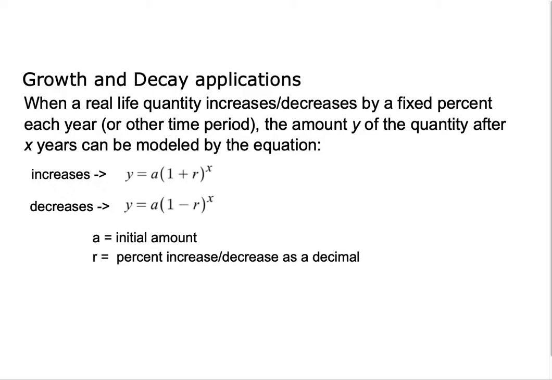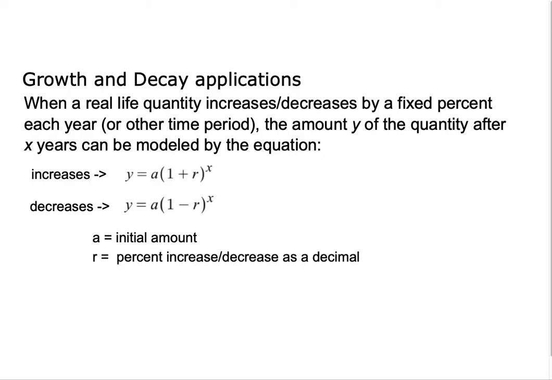So basically, a real life quantity can either increase or decrease by a fixed percent each year or other time period. So the amount of the quantity after X years can be modeled by this equation. You can see the one that increases has a plus sign in there, the one that decreases has a subtraction sign in there. A is the initial amount, so whatever that is, if it's a number of something or if it's a money value. And then R is the percent of increase or decrease written as a decimal.